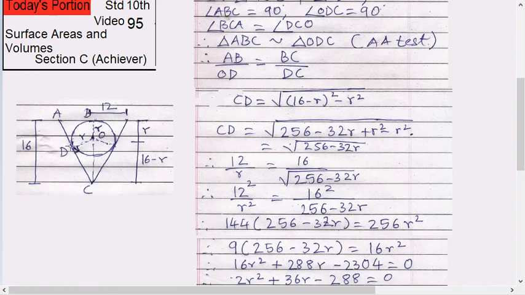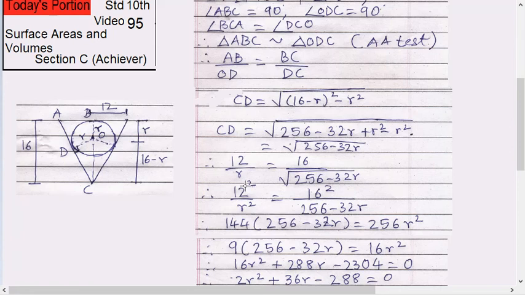R. OD, this is the radius, right? BC is what? This 16, total height of the cone, and DC we have found out, root of 256 minus 32R. So square both the sides, it becomes 12 square upon R square equals 16 square upon 256 minus 32R. Now solve this.